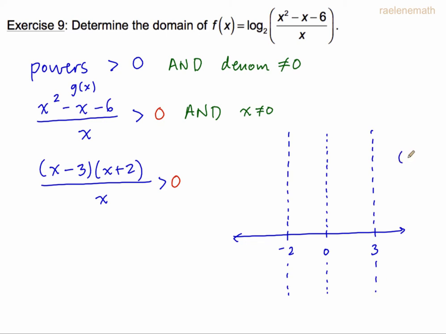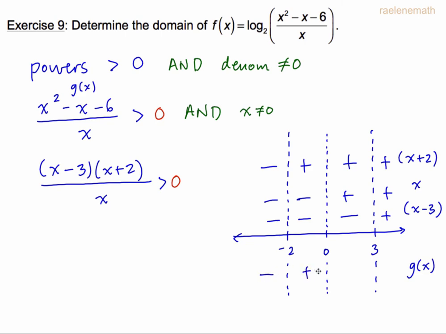Now I'm going to fill in my sign chart by putting my factors, x plus 2, x, and x minus 3. Hopefully you've seen some other ways to fill in sign charts. I'm thinking graphically here, and I can fill it in quite quickly. If you need to, you can make a table of values, plug some test points in, and work them out. So here, the expression g of x, which is a combination of two factors multiplied divided by x, gives me negative, then positive, then negative, then positive.